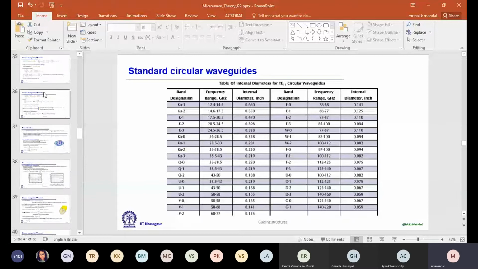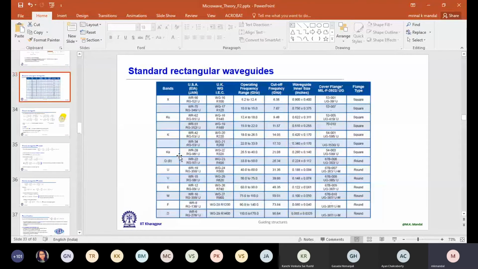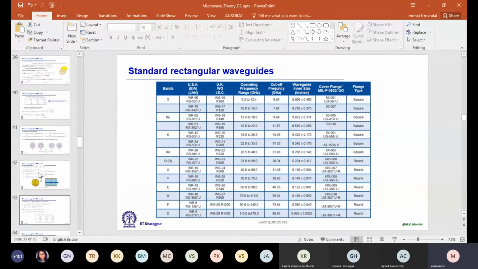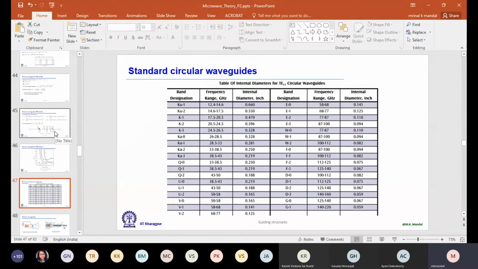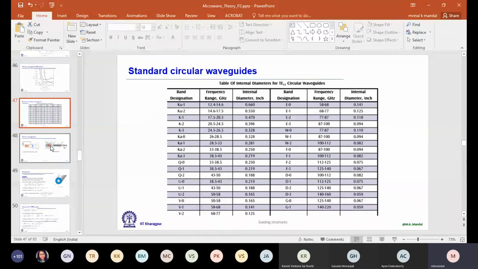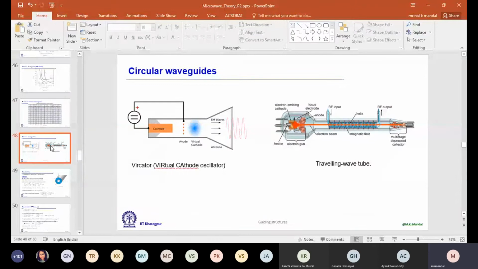If I compare it with the rectangular waveguide scenario, here it is given. You see, for Ka band, it is WR28, and it can cover from 26.5 to 40 gigahertz with a single dimension. Internal dimension is 0.28 inch by 0.14. But for circular waveguide, this is not the case. So this is the main reason why circular waveguide is not that popular. We need so many different dimensions, and we can't design very wideband components. But as I said, in some applications, we can't avoid it. We don't have any other alternative.